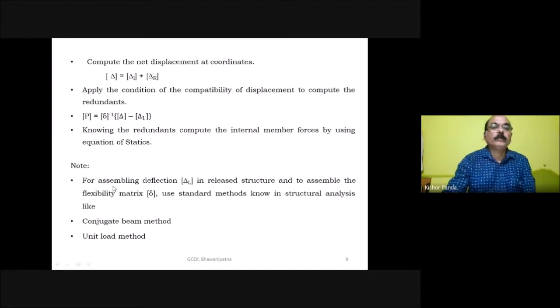Note, you have to remember, for assembling the displacement deflection delta L in the released structure and to assemble the flexibility matrix delta, use standard methods known in structural analysis like the conjugate beam method or unit load method. Using the conjugate beam method or unit load method, you can find out the deflection or the displacement due to the applied load, and also due to the redundant forces.